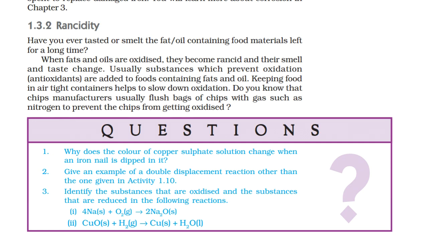When fats and oils are oxidized, they become rancid, and their smell and taste change.